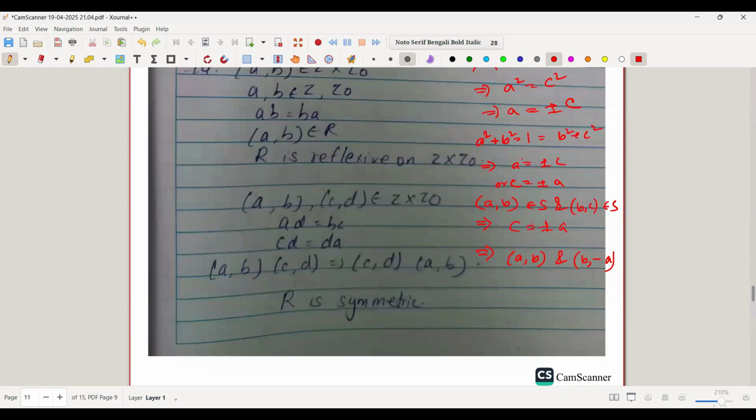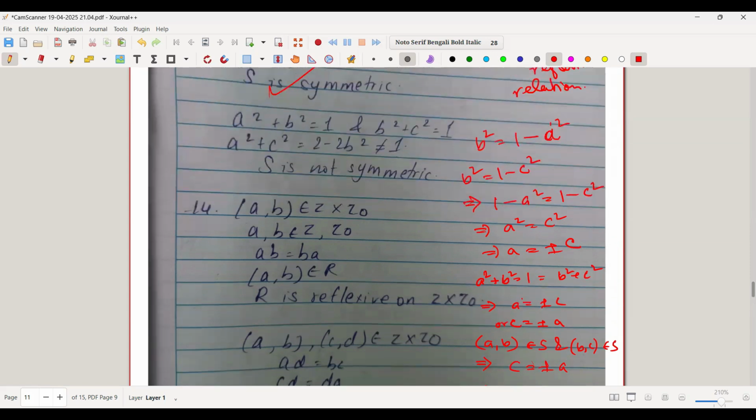Okay, like this, suppose this is (1, 0) and (0, 1). So here is an example. (1, 0) and (0, 1) both belong to S, but (1, 1) does not belong to S, because 1 square plus 1 square is equal to 2, right?